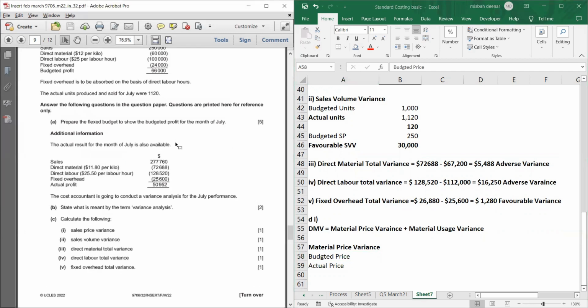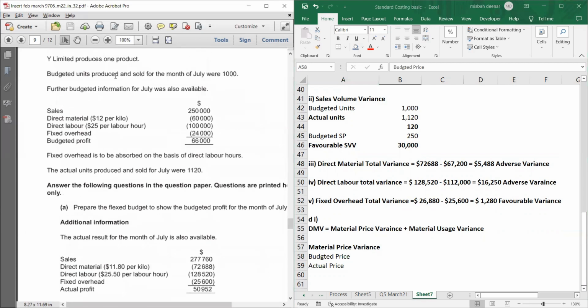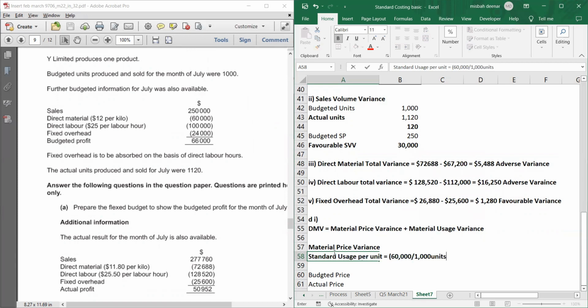So going back to the question and seeing the budgeted information. So direct material $12 per kilo for 60,000. And it is estimated cost for 1,000 units. So if I would calculate the standard usage per unit, so 60,000 divided by 1,000 units, so it would give us $60.